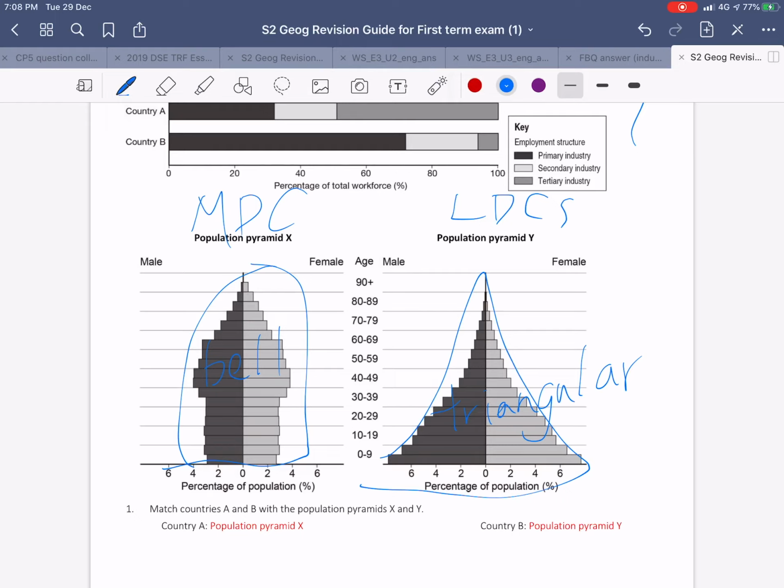But why? MDC is having fewer children and having more elderly, okay, because of better healthcare, and then the people can live longer. And then LDC is having a higher birth rate, and then the people are not going to live that long.